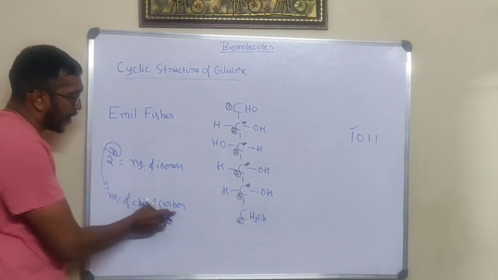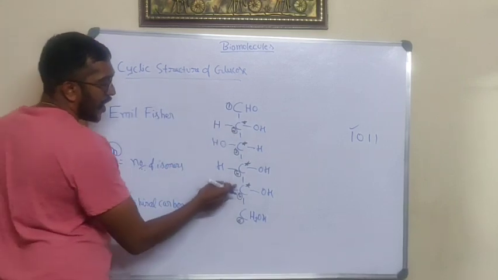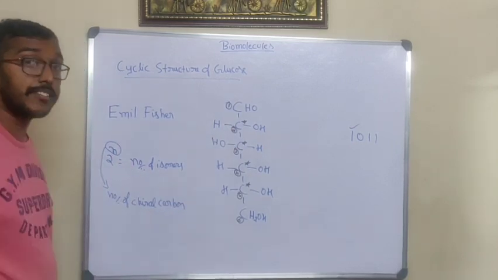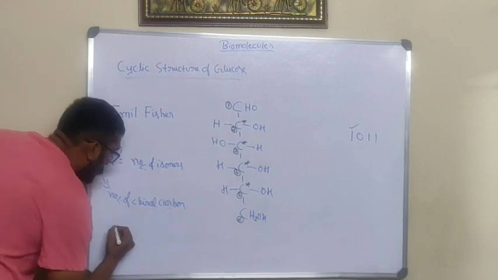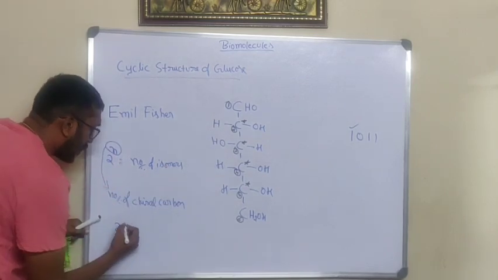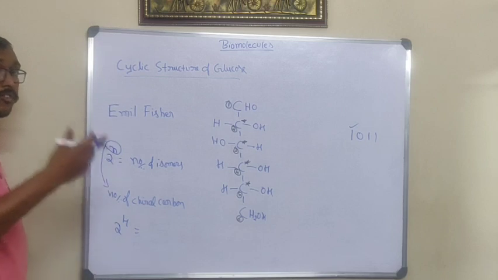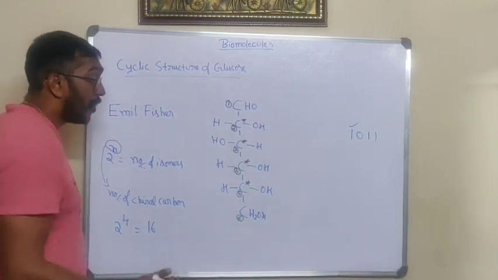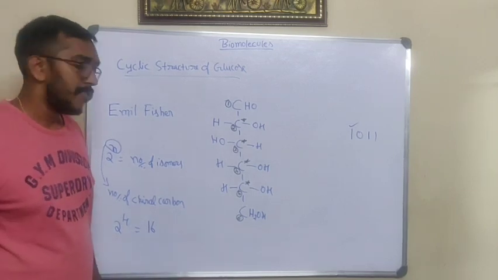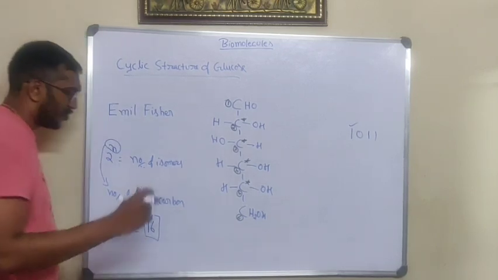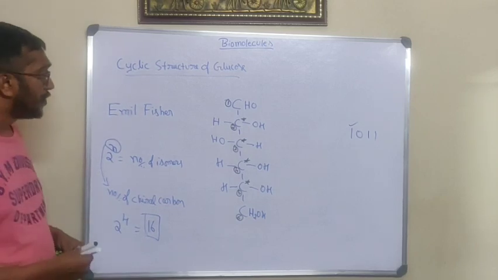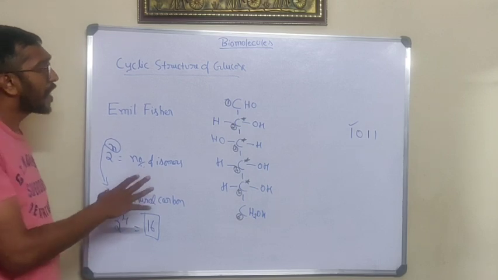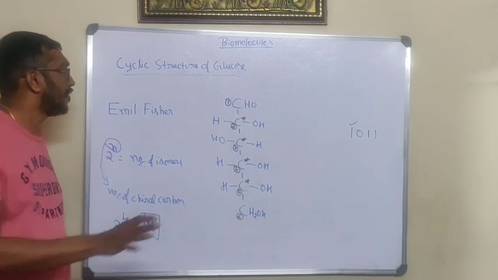Now, how many chiral carbons are there here? 1, 2, 3, 4. So how many isomers will be formed? 2 to the power of 4, so there are 16 isomers, or 16 stereoisomers, formed. This is just an additional point I wanted to tell you. Now, I am going to write the cyclic structure of glucose.